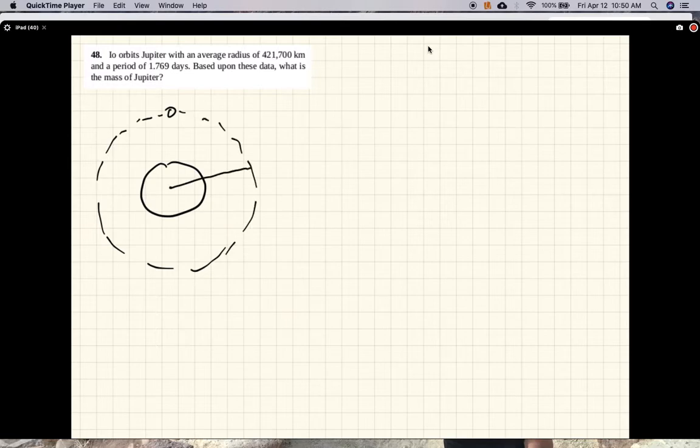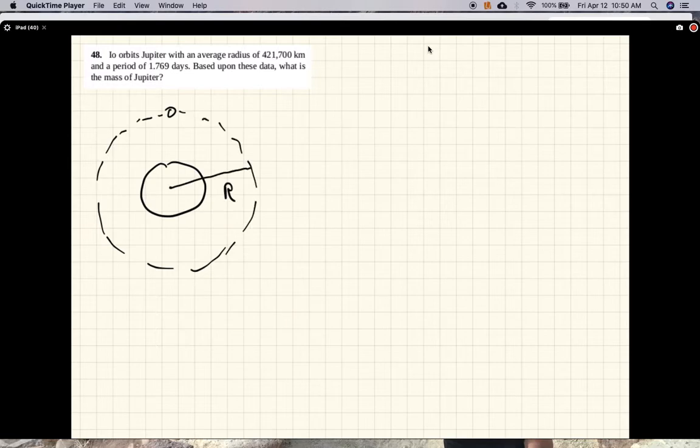So the faster the moon goes around, we saw that the more massive Jupiter must be. So Jupiter is much more massive than Earth, and we know that. Okay, so what is the mass of Jupiter? Let's do this. Here's Jupiter, here's Io, and here's the orbital radius.